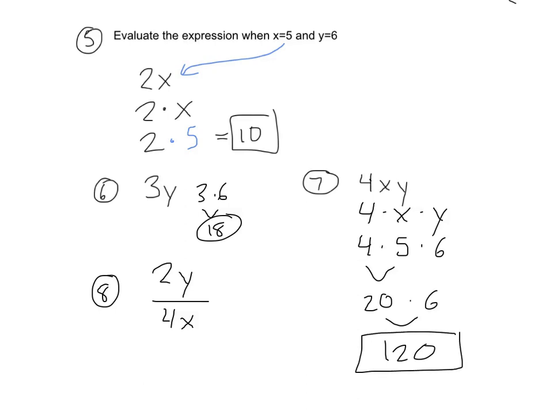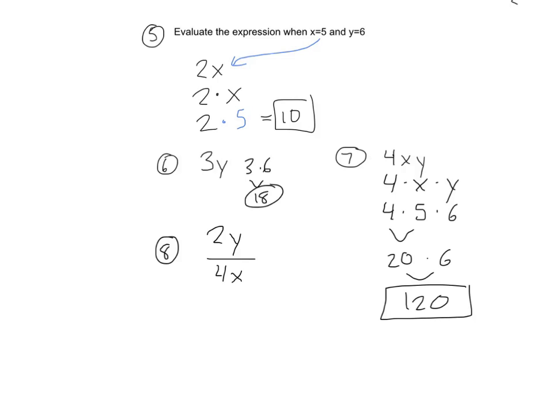And of course this one here, well, let's see, 2y over 4x. That really means 2 times y over 4 times x.